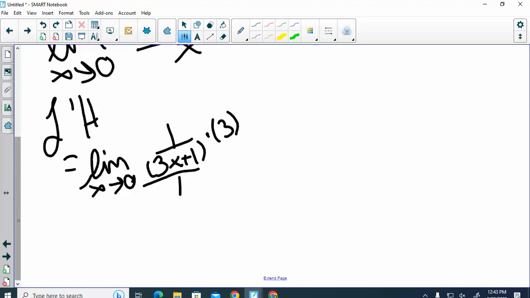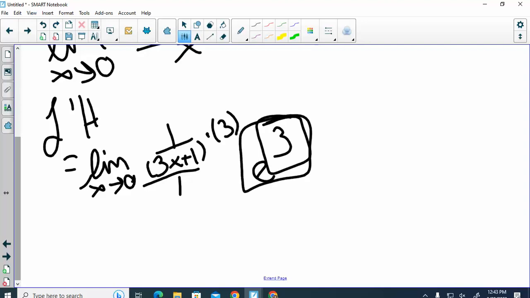So if you plug in 0, you get 1 times 3. Ta-da! Oh, no, since you added a natural log, it's e to the 3, e cubed. All right, so that's the end of our L'Hopital's practice.